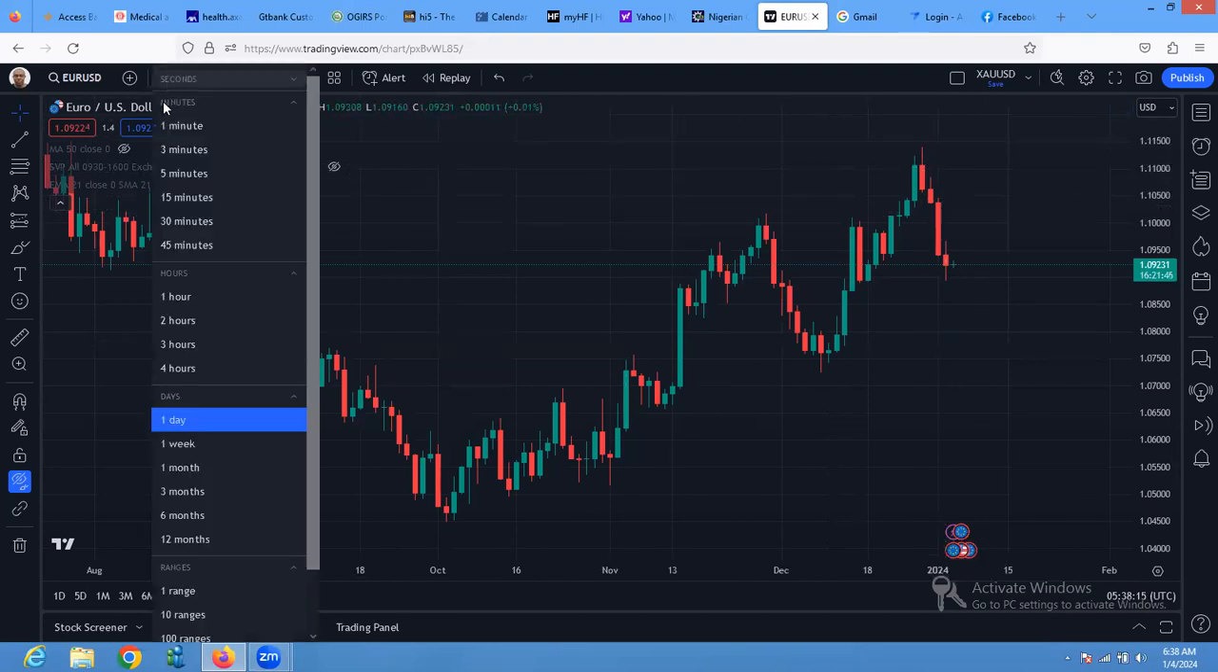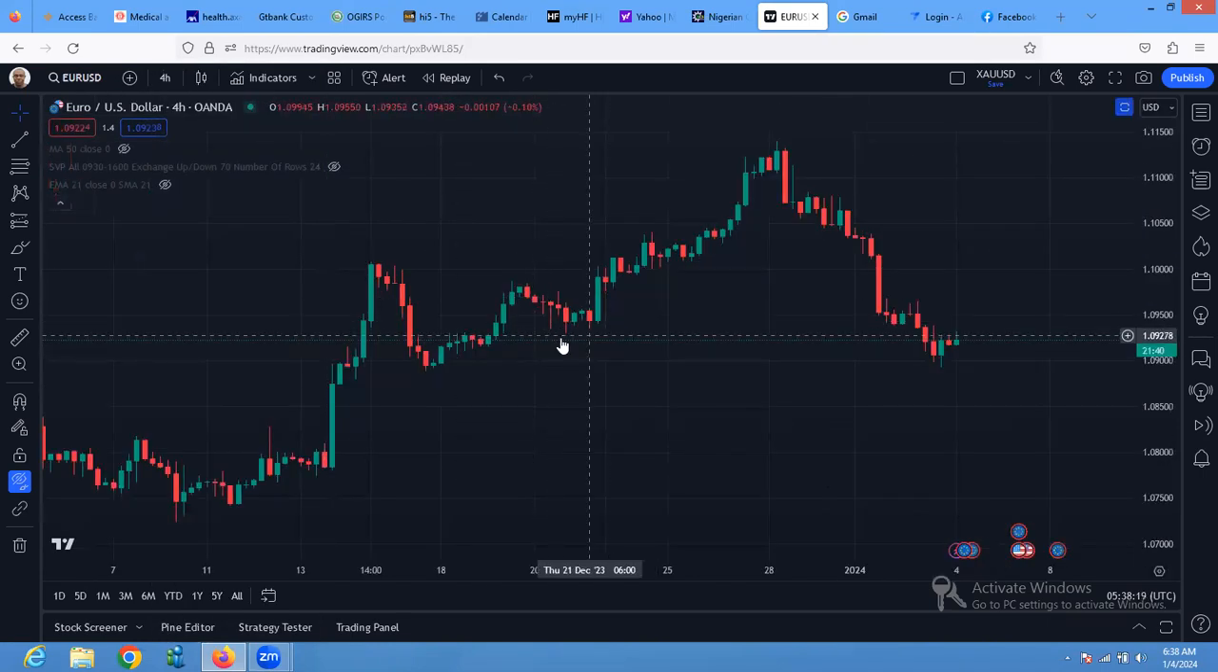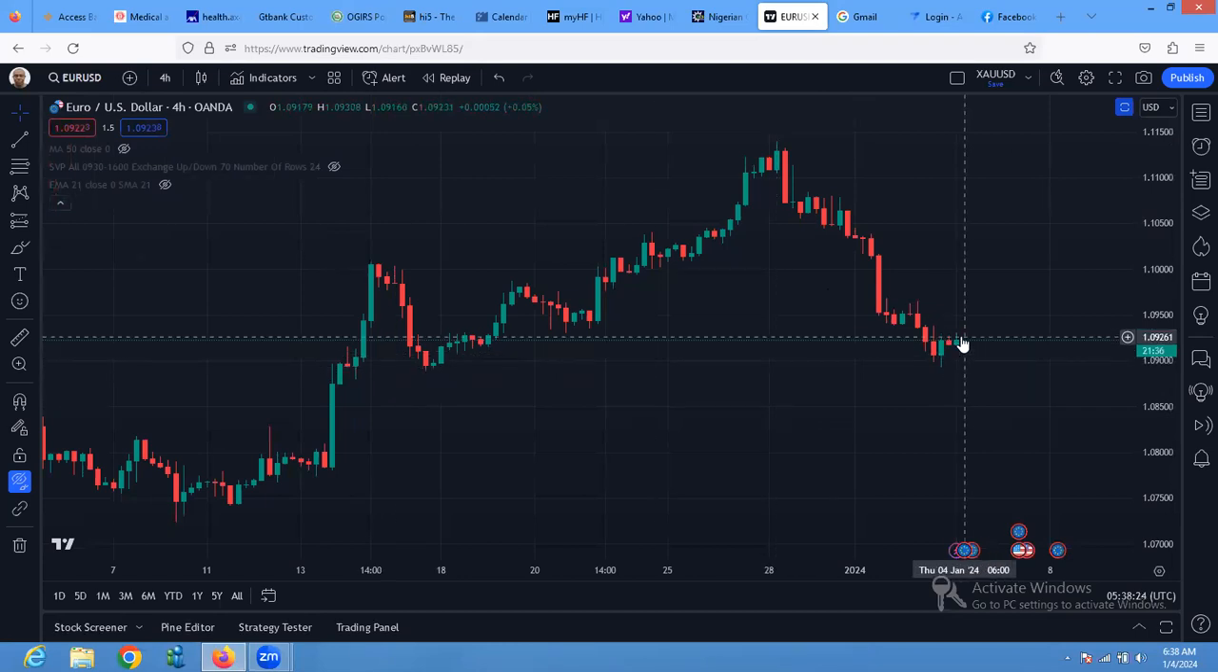So going inside of a 4-hour time frame, what do we expect? We're already seeing on the 1-hour time frame that price is trying to go up. Let's see the daily time frame again.